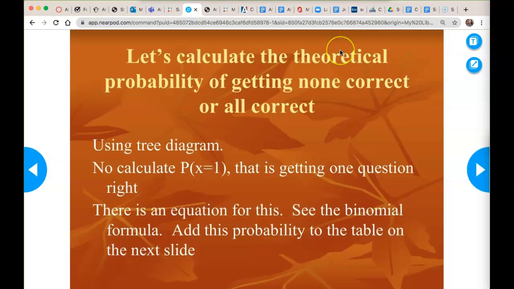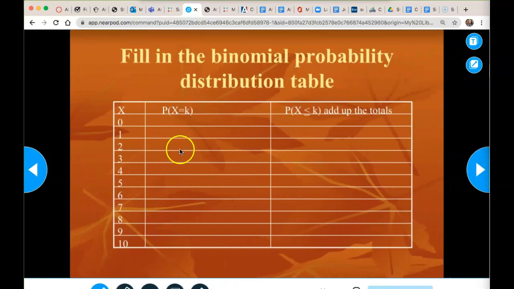So we can calculate all these probabilities using the tree diagram. Calculate the probability that x equals 1, getting one question right. First of all, I'm going to calculate the probability of getting no questions right. So I'm going to calculate all of these probabilities. The probability of getting none of them right is 0.75 raised to the 10th power.